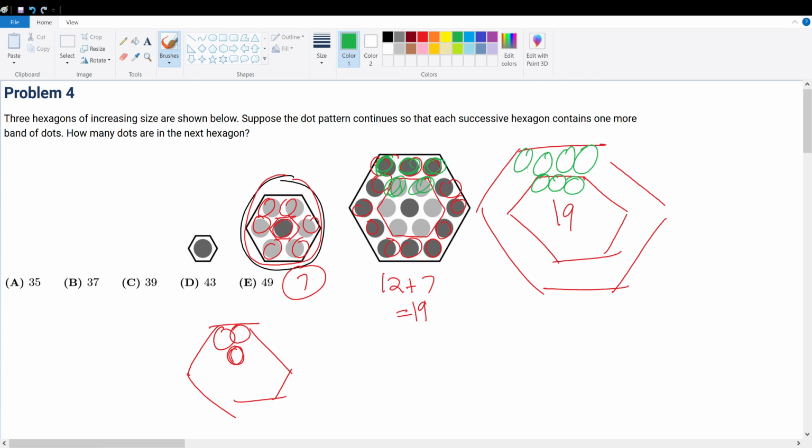So how many are there? Well, we have 1, 2, 3, 4, 5, 6, 7, 8, 9, 10, 11, 12, 13, 14, 15, 16, 17, 18. So we have 18 that you must add to 19 to get 37, bringing you to answer choice B.